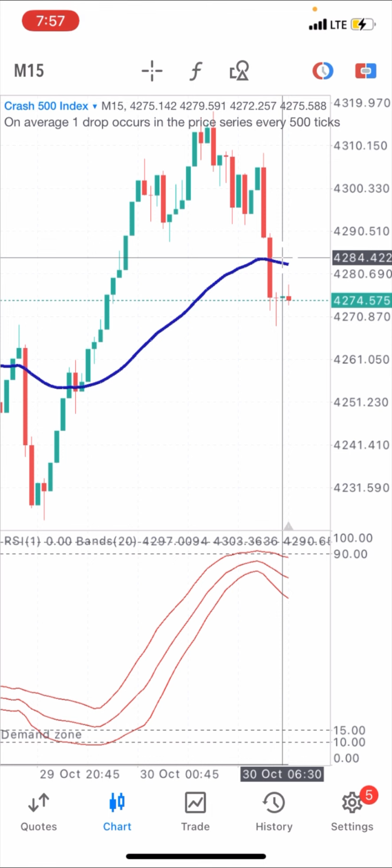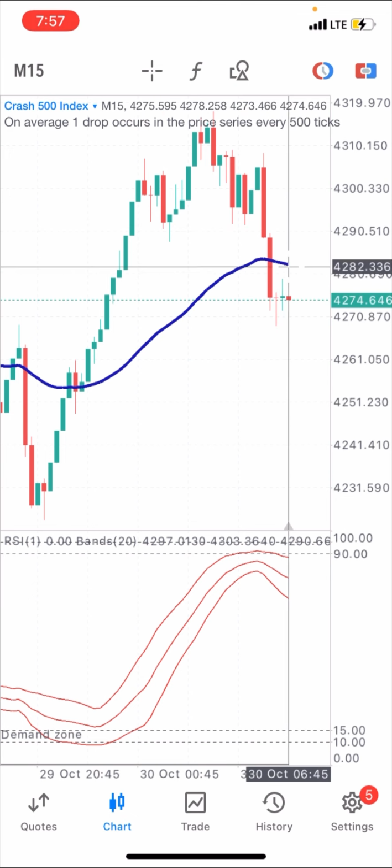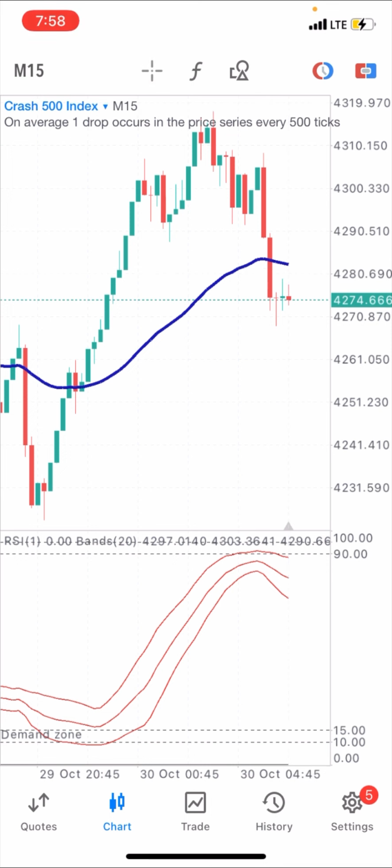But if it goes back to that line and then breaks that line and goes above it, then I'm going to wait for when it's going to come back to break that line and go below that line again. All right, I hope you guys understand those conditions.